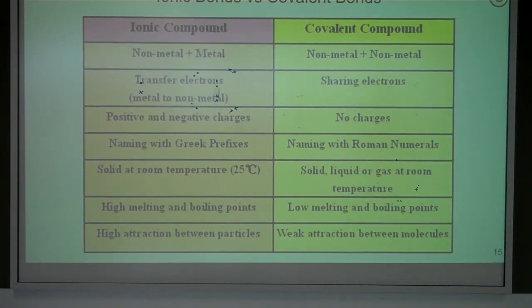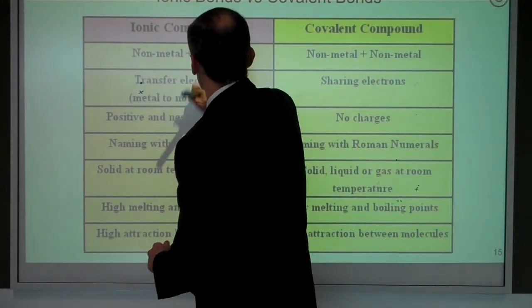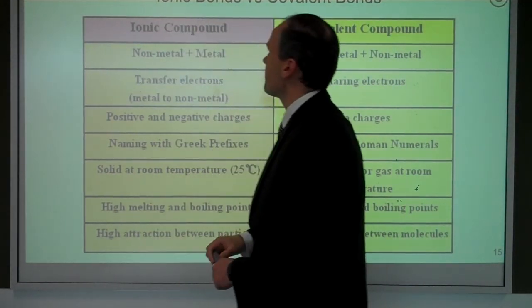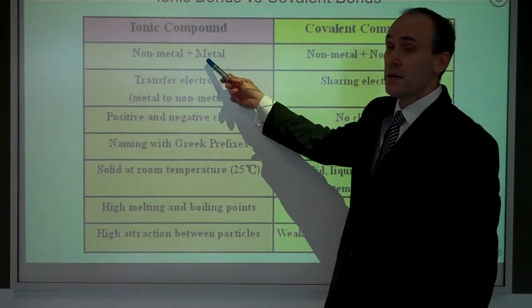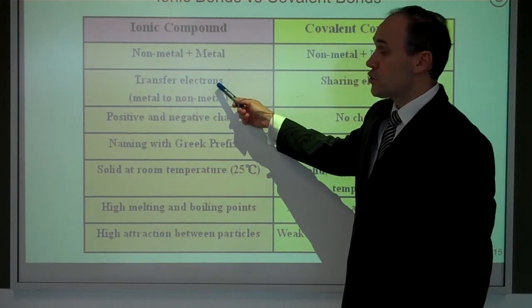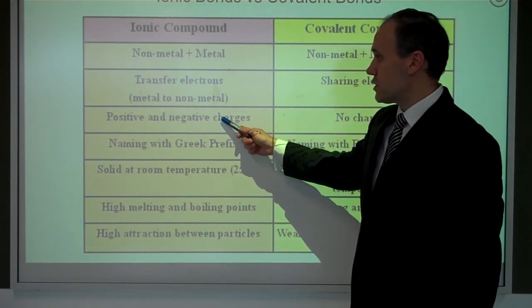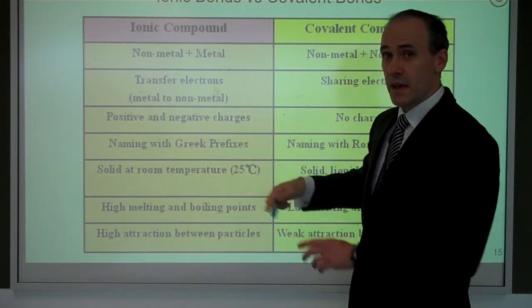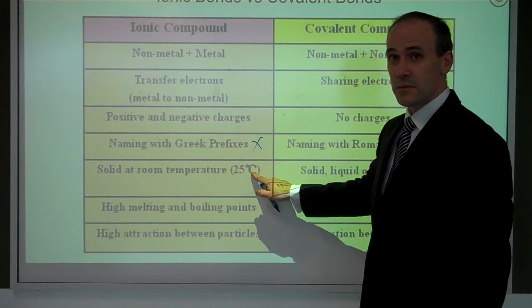Now, have a look at this. Okay, so what are the differences between ionic and covalent bonds? Ionic bonds are non-metal and a metal. They transfer electrons. They have a positive and a negative charge. Don't worry about the naming. You will never be asked about that. You can be asked about that.